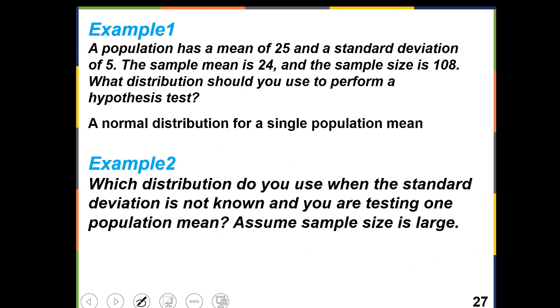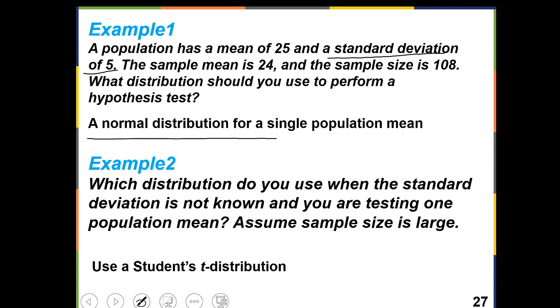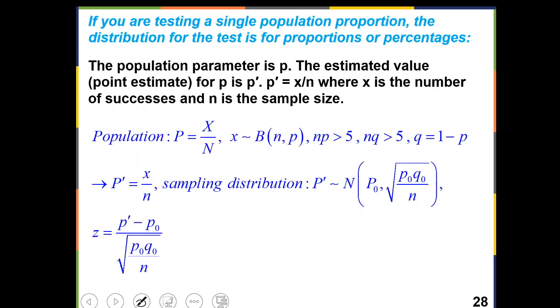Which distribution do you use when? So here, of course, the answer was normal. Why? Because we know the standard deviation of the population. Which distribution do you use when the standard deviation is not known and you're testing one population mean, assuming the sample size is large? Well, we use the t-distribution, right? Why? Because the standard deviation of the population is not known.